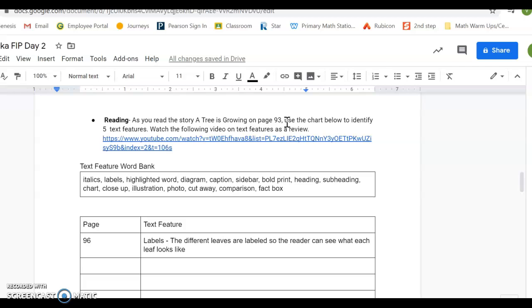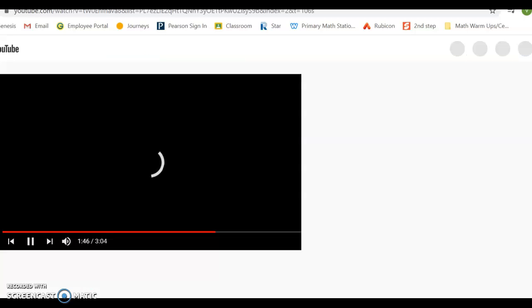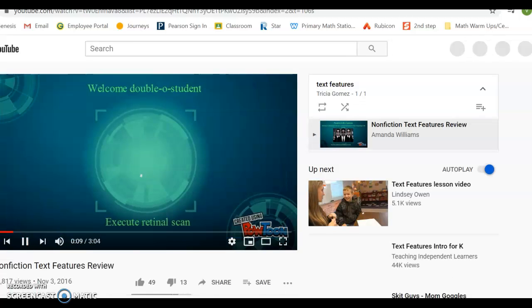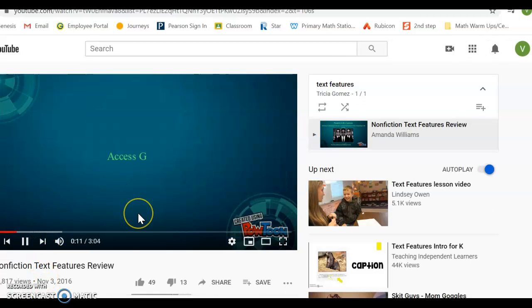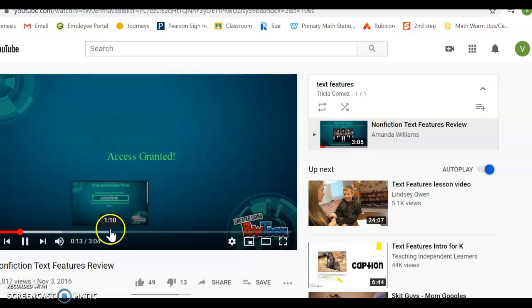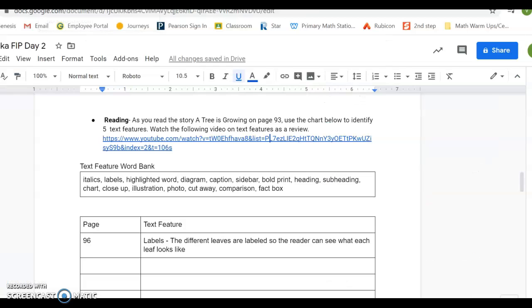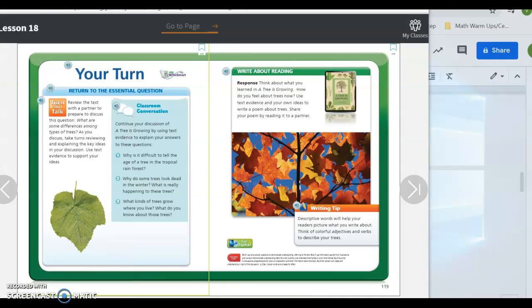You're going to use the chart below to identify 5 text features. Before you start, if you'd like a review on text features, you can follow that YouTube link and then watch this, which will just review different text features. I gave you an example. For example, on page 96, there's labels. The different leaves are labeled so the reader can see what each looks like.